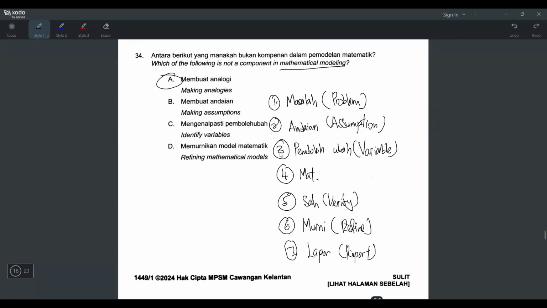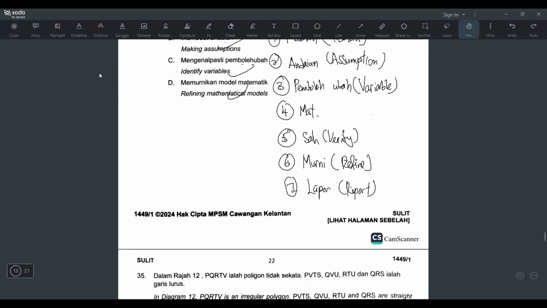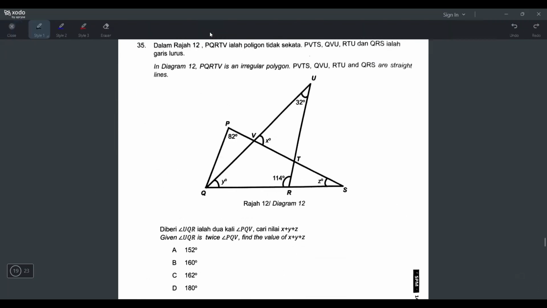In Bahasa Melayu, first, tentukan masalah. Dua, buat andaian. Tiga, kenal pasti boleh ubah. Four, guna matematik. Five, sahkan. Six, murni. Tujuh, lapor. So you can see analogy is not there. There is andaian, boleh ubah, matematik. So A is the answer, because they ask which is not a component. So A. Okay, let's continue.